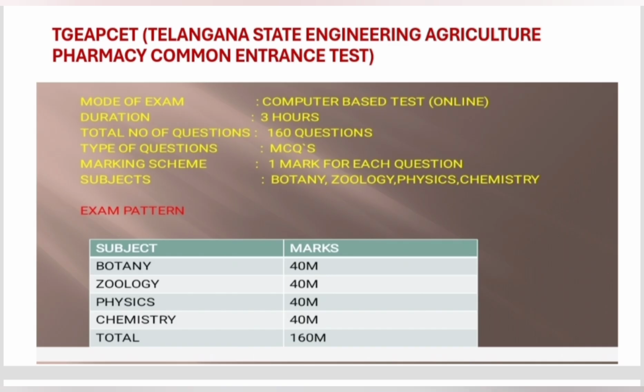Now let us move to Telangana State Engineering Agriculture Pharmacy Common Entrance Test Tgeapcet. Now here mode of exam, computer based test, online. Duration 3 hours. Number of questions asked are 160 questions, and here all are multiple choice questions. 1 mark for each question. For BPC students, so physics, chemistry, biology. Biology consists of botany and zoology. So from each subject 40 questions will be asked and 40 marks for each subject, and in such a way 160 marks are total marks for EAP set.